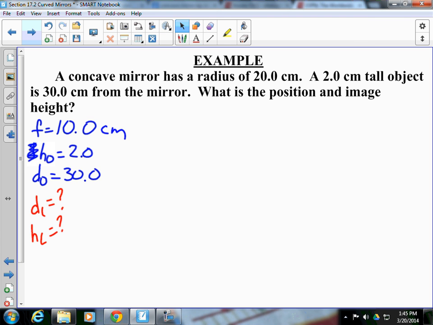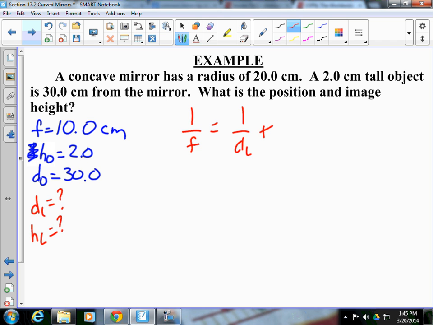Well, we know a couple things. We know 1 over f is equal to 1 over di plus 1 over do. When I plug it in, I have 1 over 10 is equal to 1 over di plus 1 over 30. I'm going to subtract: 1/10 minus 1/30.